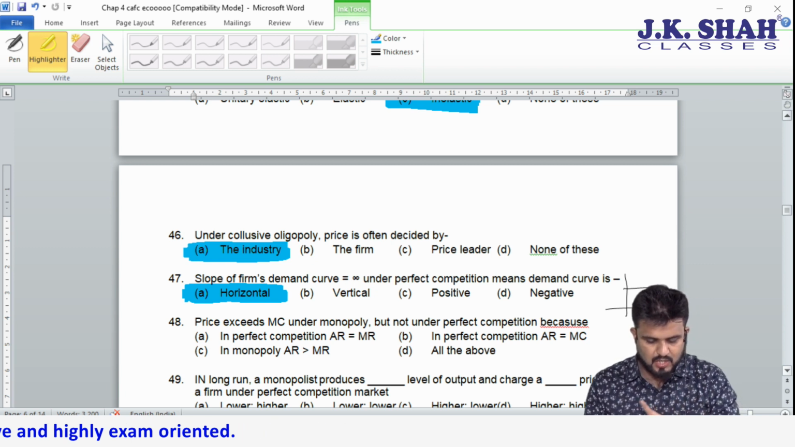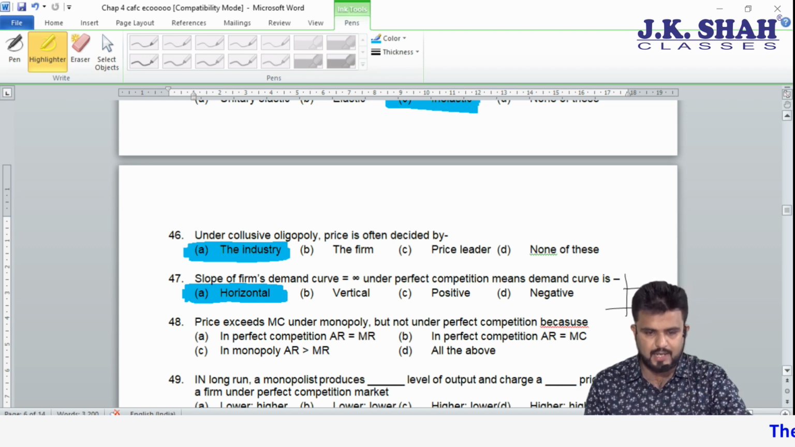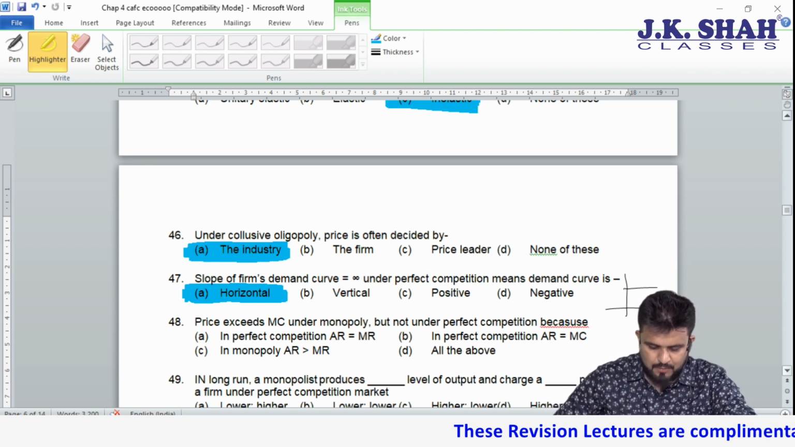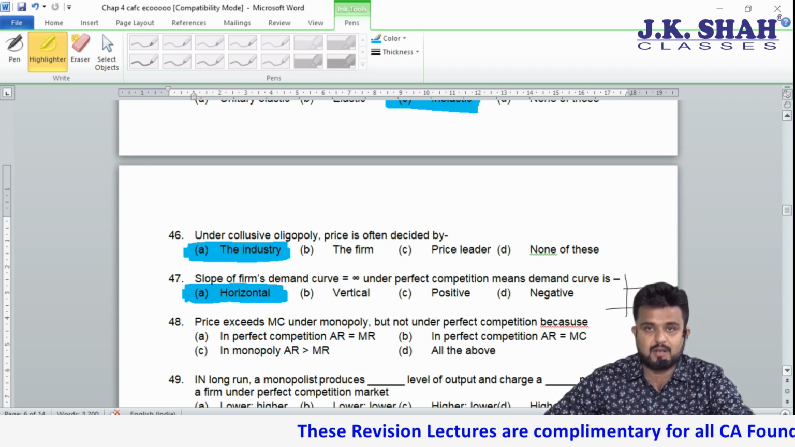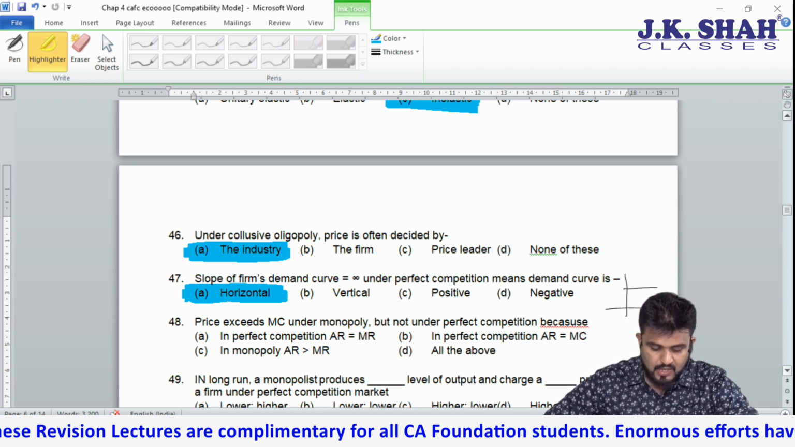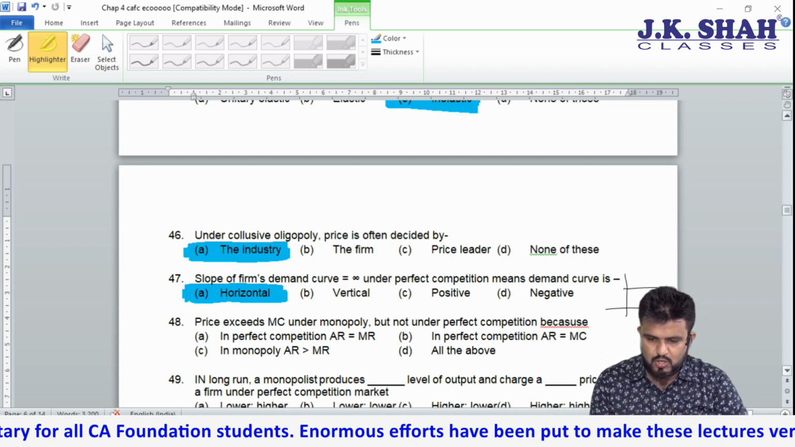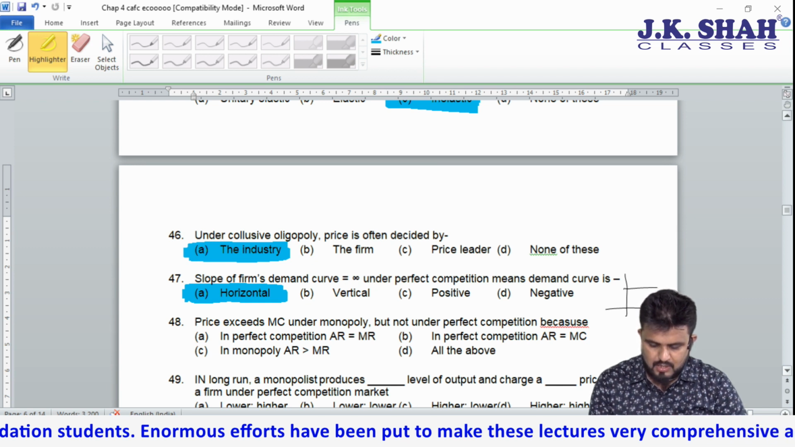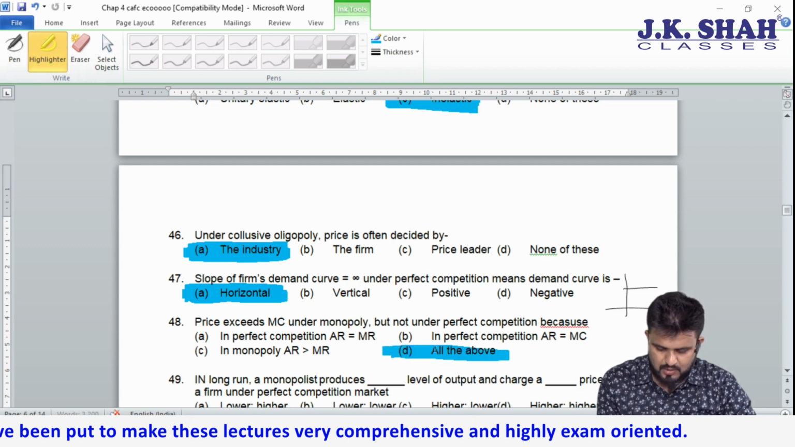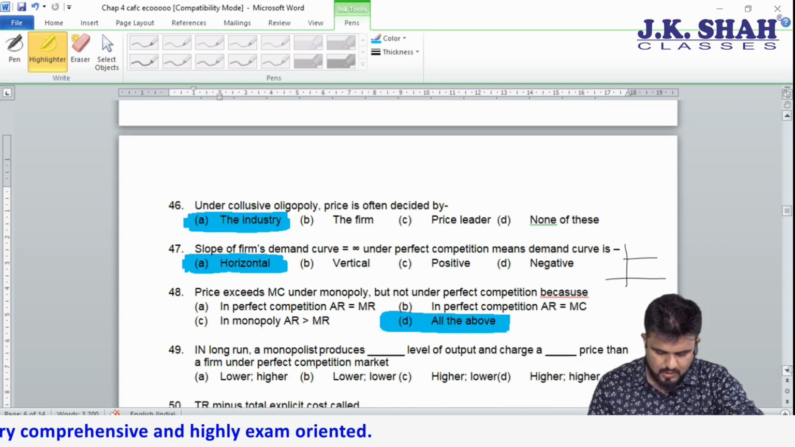Price exceeds marginal cost under monopoly, which means AR is greater than MC, they are telling. But not under perfect competition, because in perfect competition AR equals MR. True. In perfect competition AR equals MC. True. In monopoly AR is greater than MR. That is also true. So what will be the correct answer? The correct answer will be all of the above. Very simple. For 48 it is all of the above. Next.